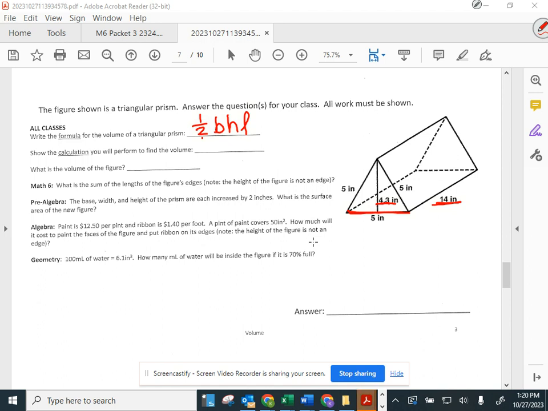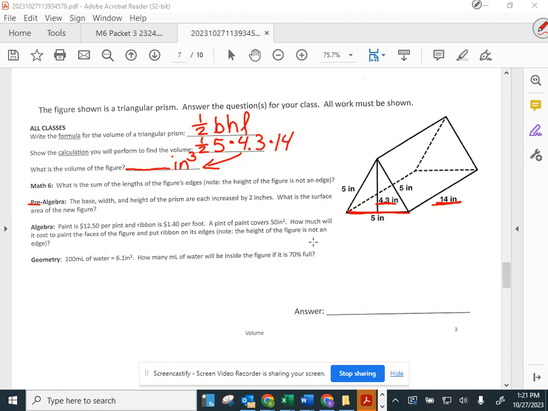So we're going to have 1/2 of 5 times 4.3 times 14. That answer is going to go there. There are 3 inches that we multiplied together, so it's inches cubed. So you're going to find the answer and put it as inches cubed.